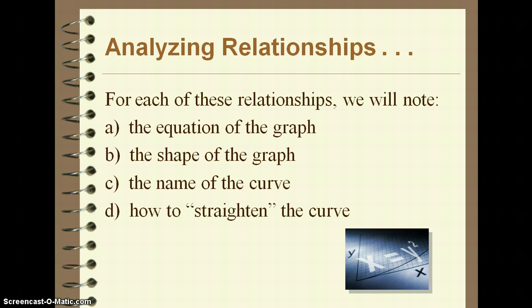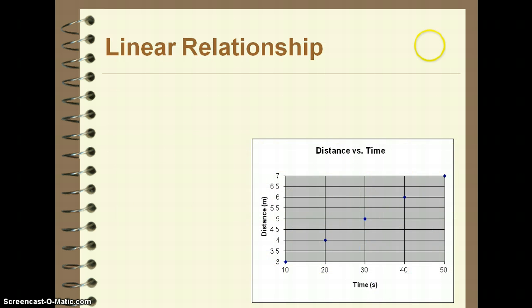For each relationship, we're going to try to identify what the equation of the graph would be. We're going to identify the shape of the graph, the name of the curve, and how to straighten that curve. So let me take you through each of those relationships. The first one is the linear relationship. We know it's linear because the data points seem to line up. They make a line. So linear means line.